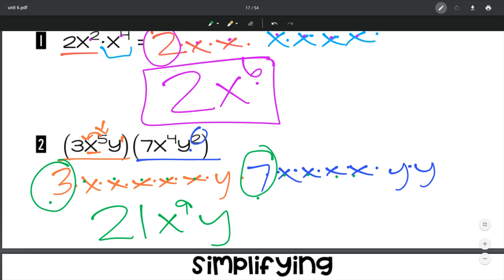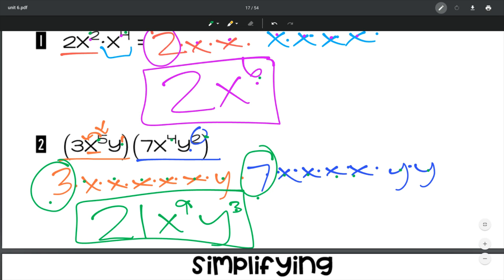And the exponent on your y is going to be 1, 2, and 3. Now, if you've noticed, there is a pattern. So that 5 and that 4 make that 9. The 1 and the 2 make the 3. The 2 and the 4 made the 6.